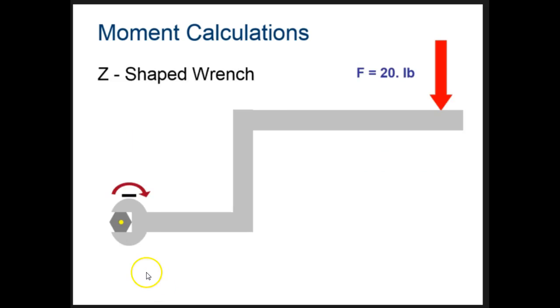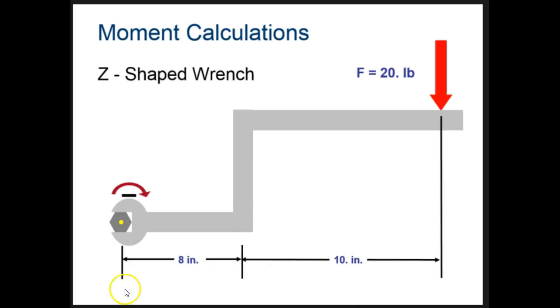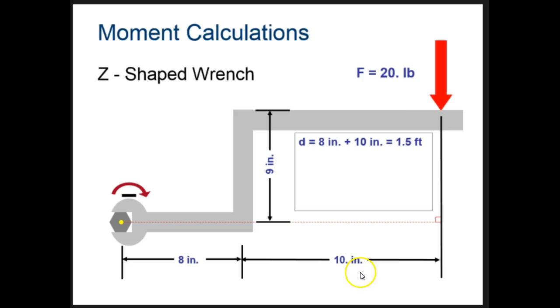Now we also have wrenches that are shaped like this. Again, these are used for getting into hard to reach places. And here they give us these dimensions. Which dimension do I need to use for the distance? Which of these three do I need to use for the distance in my moment formula? Well, remember I need to use the total perpendicular distance to the force. So that's this 18 inches here, which makes 1.5 feet. Put it in my formula, and we get negative 30 pound-foot.